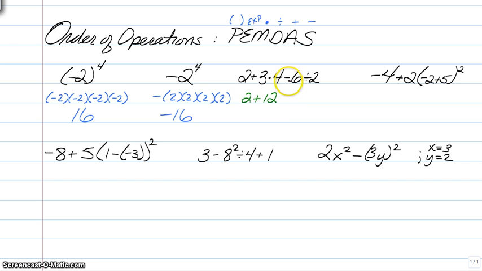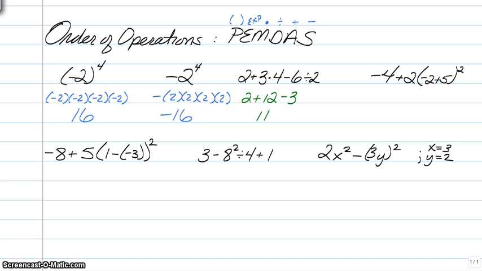Continue looking through, we have a -6 divided by 2. So we've got a division. So we have 6 divided by 2, which is 3. And now, addition and subtraction. So we have 2 plus 12 minus 3, which is just going to give us 11.